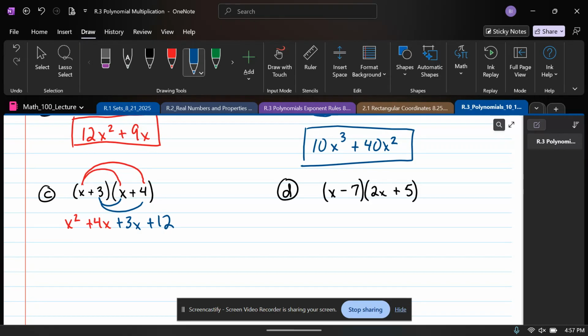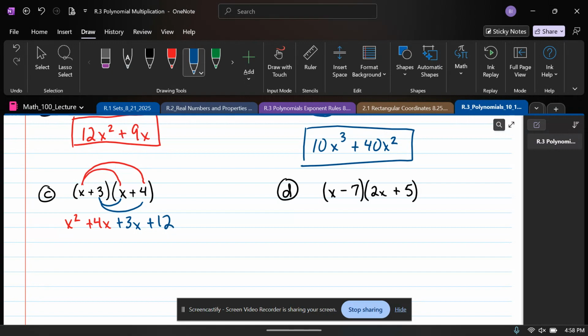Once I've done that, that's the same thing as FOIL method. First times first, that's x times x. Outer times outer, that's x times 4. Inner times inner, 3 times x. And then last times last is 3 times 4. So that's the same thing as FOIL method. So if you Google FOIL method or multiplying that together, you may see somebody that calls it FOIL. I don't call it that because it only works with this size. It doesn't work with bigger ones.